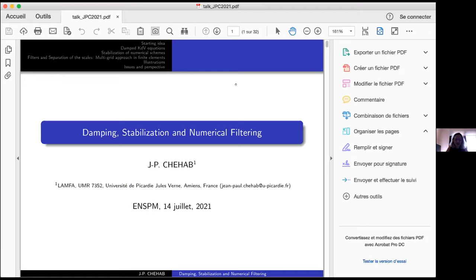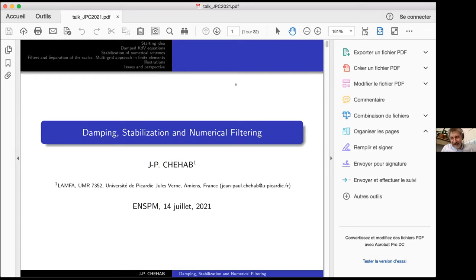Mathematics Fundamental et Appliqué. Professor Shehab is a specialist in numerical methods for solving partial differential problems, and today presents the talk titled Damping, Stabilization, and Numerical Filtering. Please.